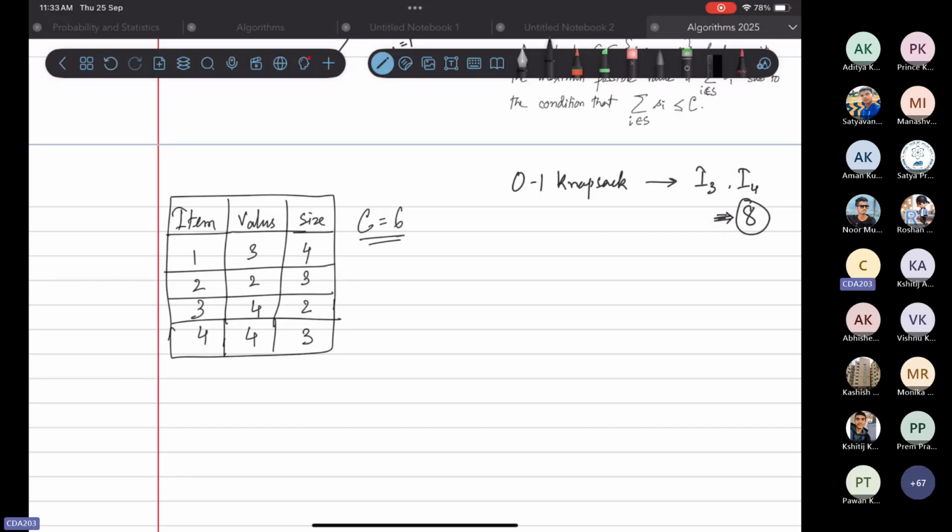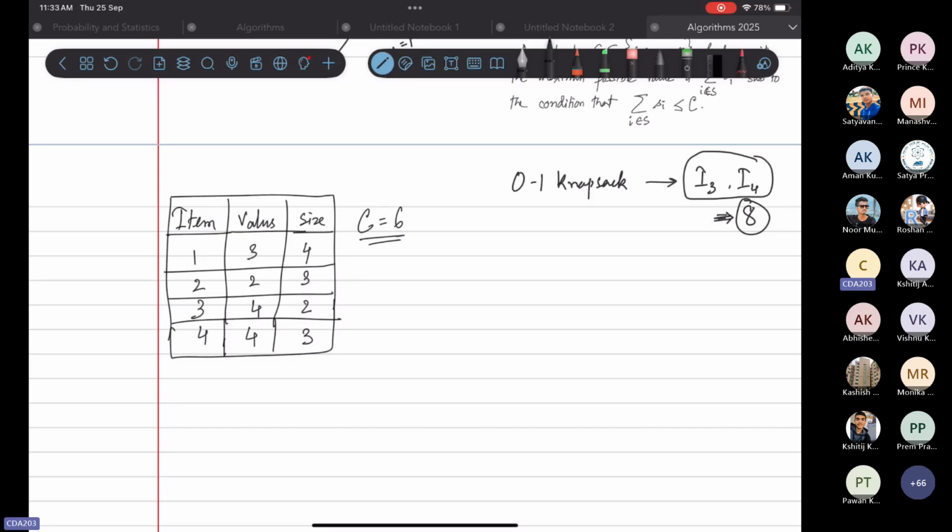Actually, this is not the case, not true. So fractional knapsack will always have greater value because, as you just said, 0, 1 knapsack is a special case of the fractional knapsack. Whatever solution that you have for 0, 1 knapsack, that is also a solution of the fractional knapsack as well.